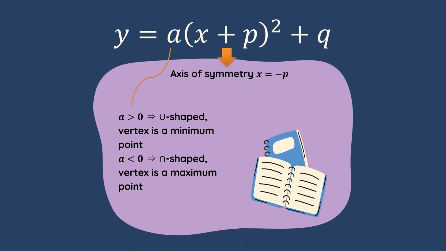And the axis of symmetry is x equals negative p. And if you already make the equation become this form, you get the vertex point, which is negative p and q.